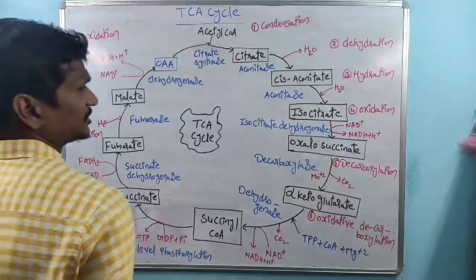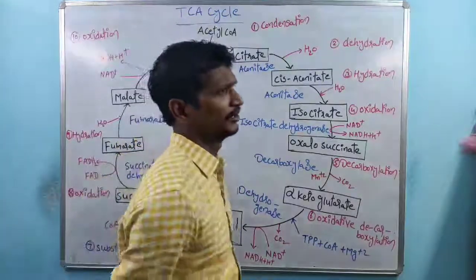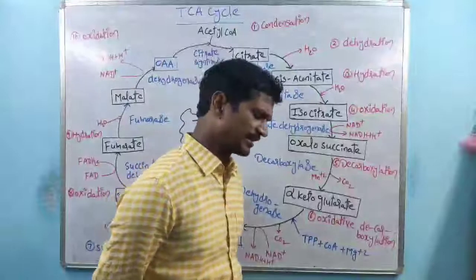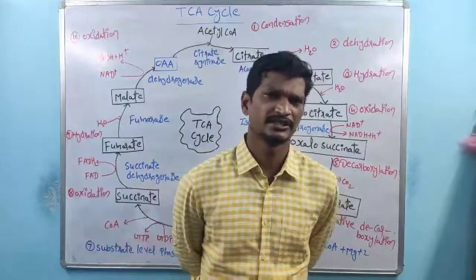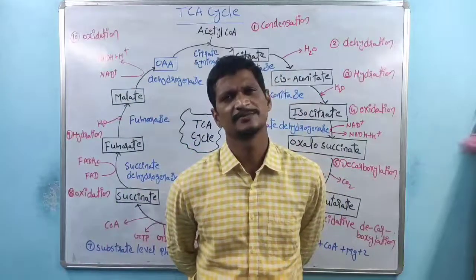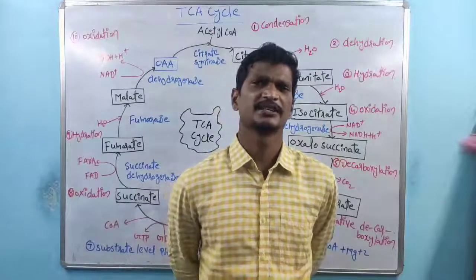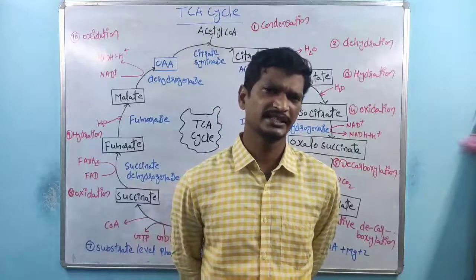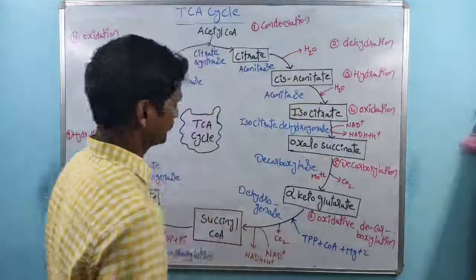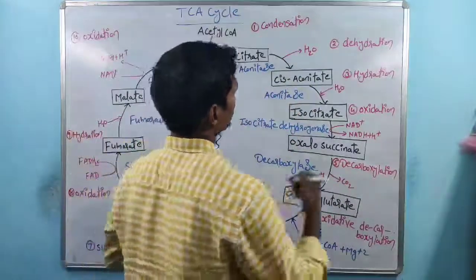Coming to the next one, the TCA cycle. We know after the link reaction, the next cycle is the TCA cycle. TCA here indicates the tricarboxylic acid cycle. The TCA cycle is nothing but the tricarboxylic acid cycle.